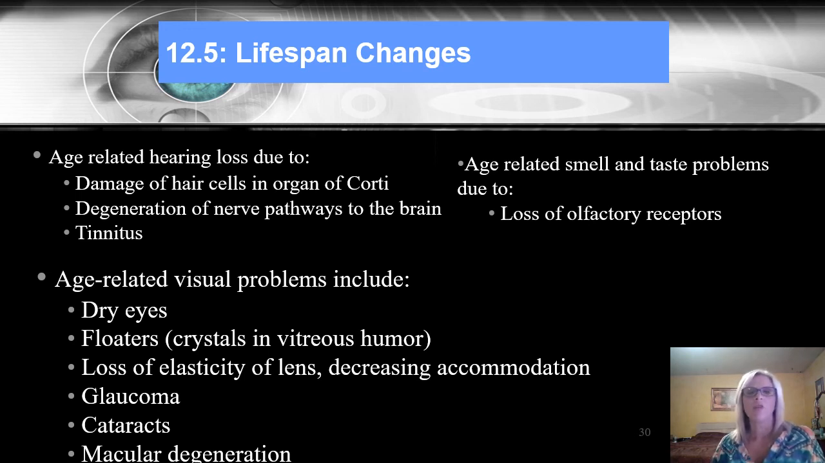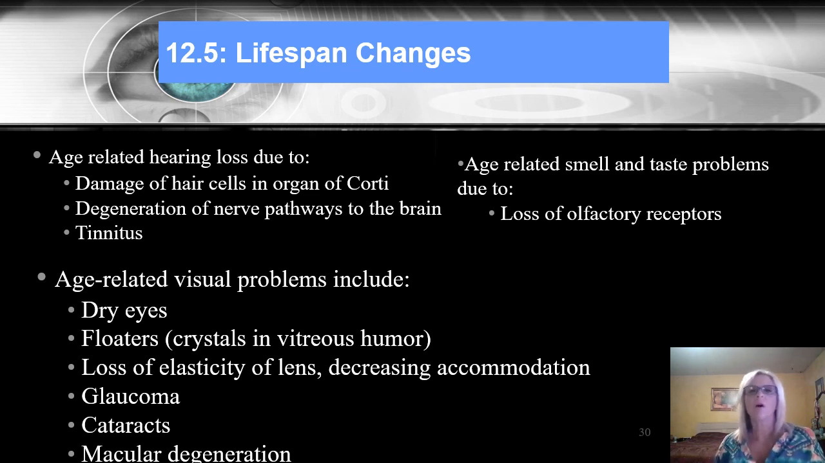There are some age-related problems: dry eyes, which is very painful; floaters, which is due to crystals in vitreous humors, and you can see things actually passing across your eye; loss of elasticity, which can decrease your ability to accommodate; glaucoma, and that is usually caused by accumulation of aqueous humor and causes pressure in your eye, and this is what they check for at the optometrist, where they blow in your eye and check the pressure there.